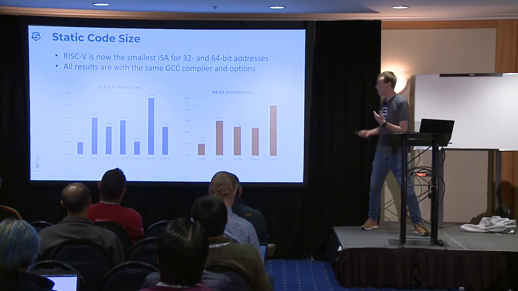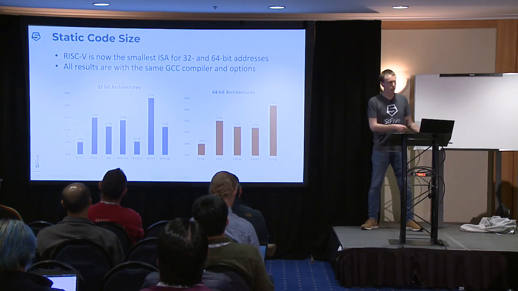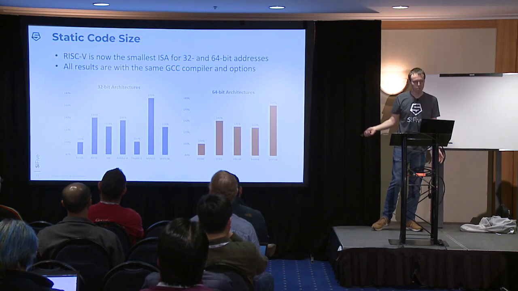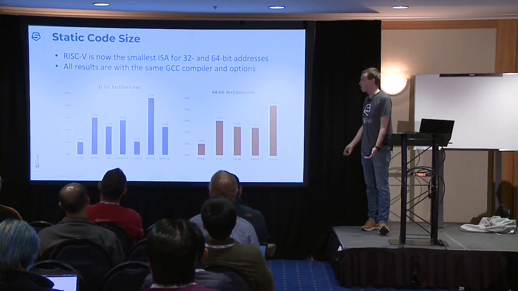We think the RISC-V ISA is a good ISA, but everybody thinks their ISA is a good ISA. So we have a couple of metrics that we like to use. The one is static code size.